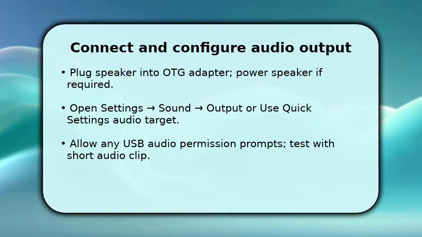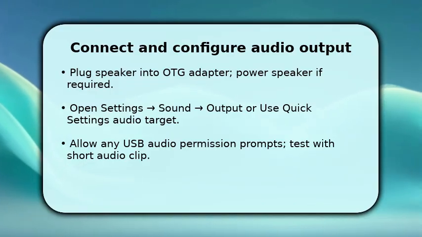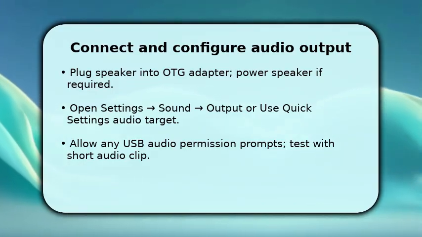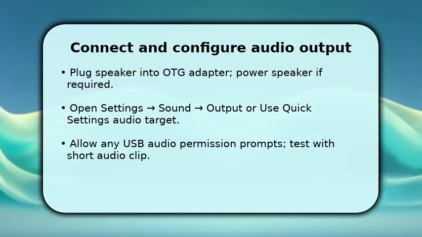Once connected, watch for a USB audio prompt and grant permission so the phone can send sound. Next, open Settings and select the new USB audio output or use the quick audio switch in the notification shade. Play a short clip to confirm. If you hear nothing, toggle the speaker power and reselect the USB output to force reinitialization.